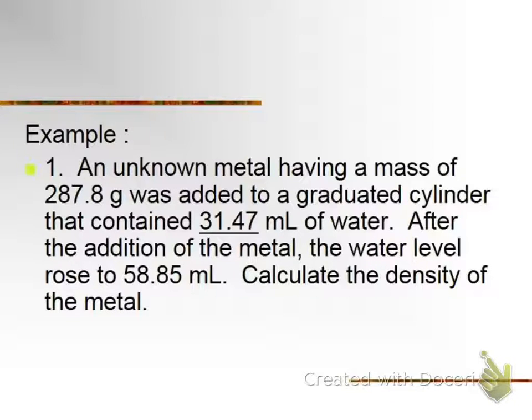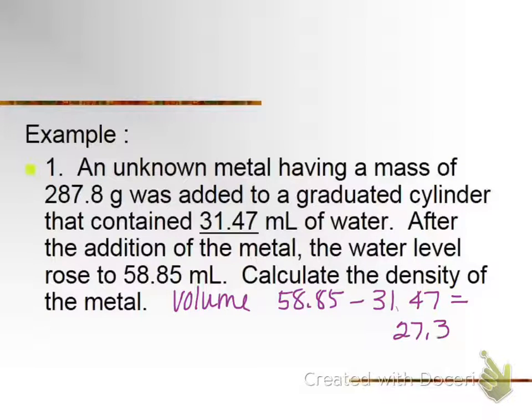This is a method known as water displacement, and this is going to be how you're doing your virtual lab. For irregular objects, we can't just do length times width times height. So we use a method called water displacement, because when we put the metal into the water, it displaces or pushes some of the water out of the way. So the difference in these two volumes will be the volume of our sample. We're going to figure that out first. We're going to take volume, 58.85 minus 31.47, and we're going to get that it is 27.38 milliliters. That is our volume of metal, because that's how much water was displaced.